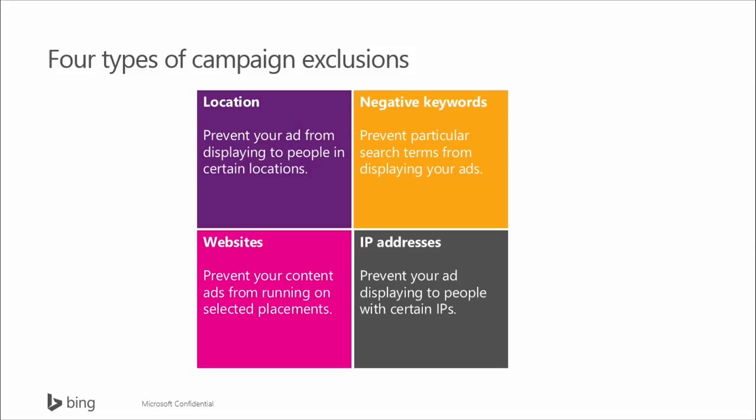So there are 4 different ways that you can exclude from your campaigns. You can do location. So you can say, I don't want to show to people in these locations, instead of saying, I do want to show to people. Negative keywords, as we mentioned. Websites, so when you're on the content network, you might find there are some sites that you don't want to show on. You can exclude those. And then another one that is probably overlooked a lot, but can be very important, is IP address. So we'll go through each of these individually.